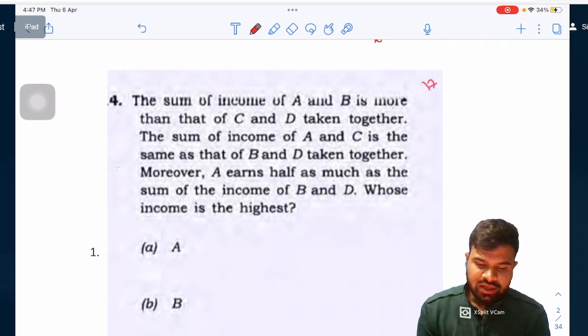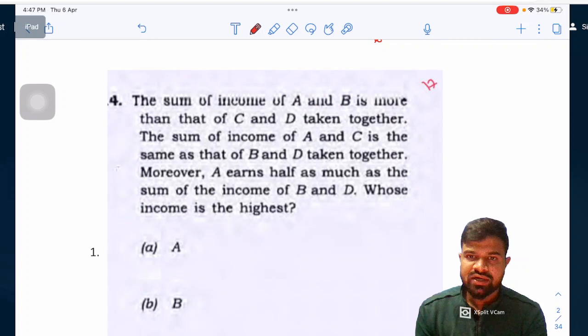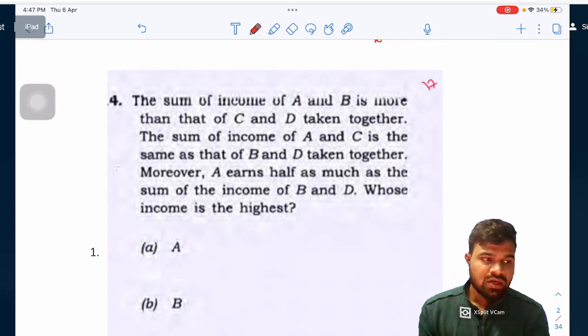Okay. So let us start from the very first question. I've already discussed this in the live class, but in this recording, I will take all the questions as suggested by some of the students.